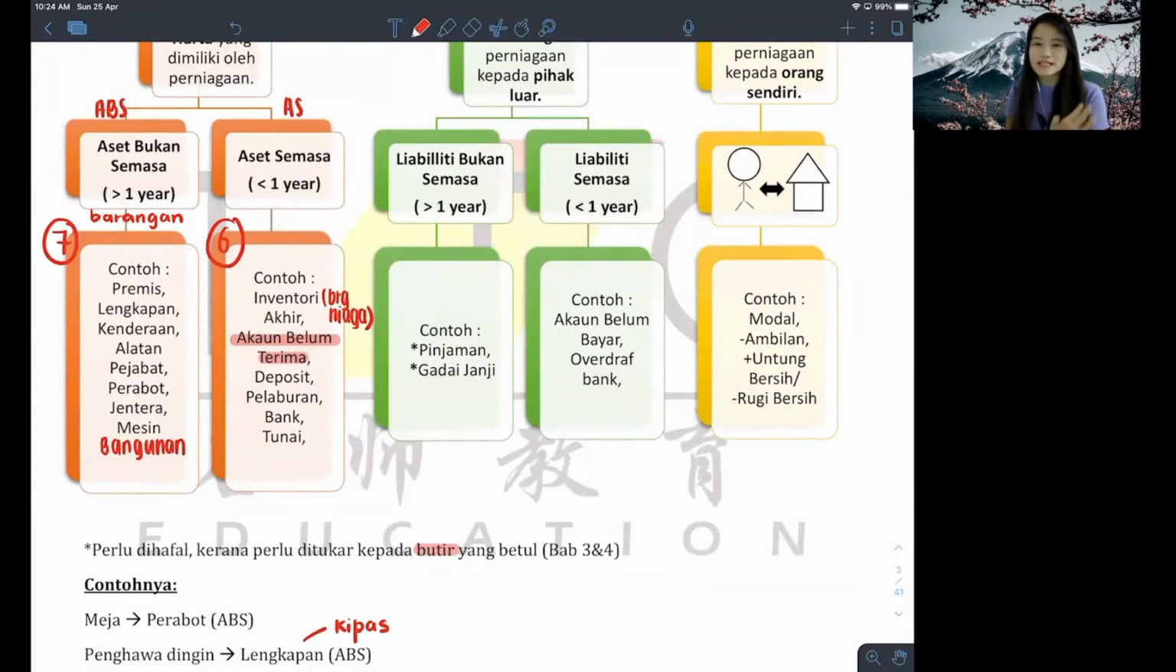Now, the reason why I say it's under asset semasa, and why is it so special? Is because, do you see the back 2 words, belum terima? Now, this account belum terima are money that you haven't received yet, have yet to receive. But why do we put under asset semasa? Okay, because this is what happens.